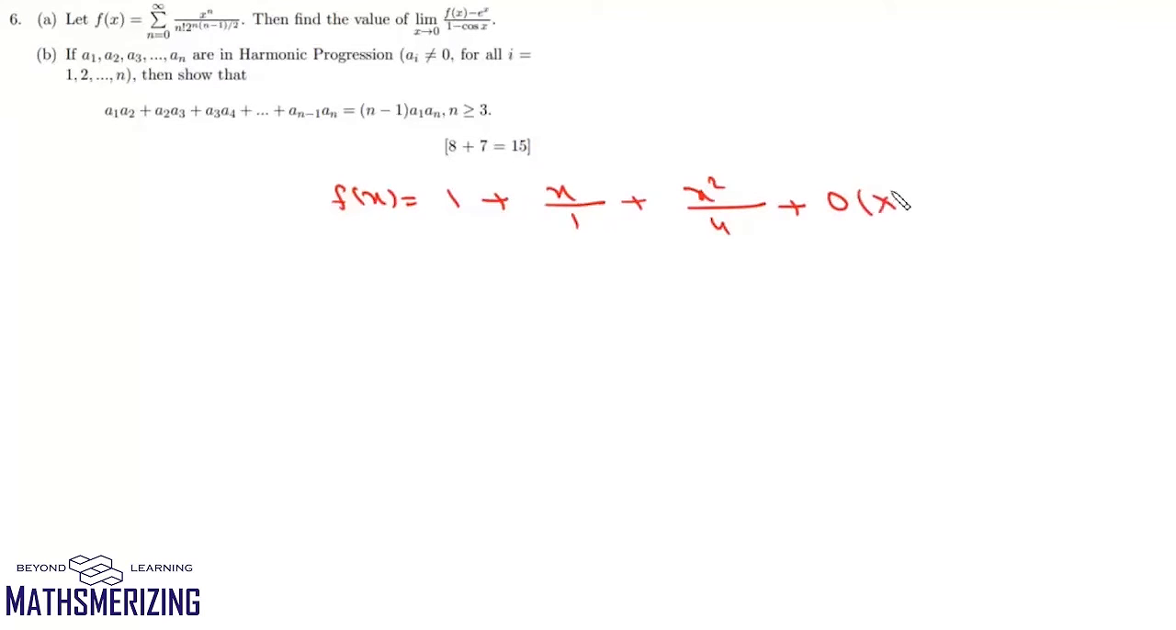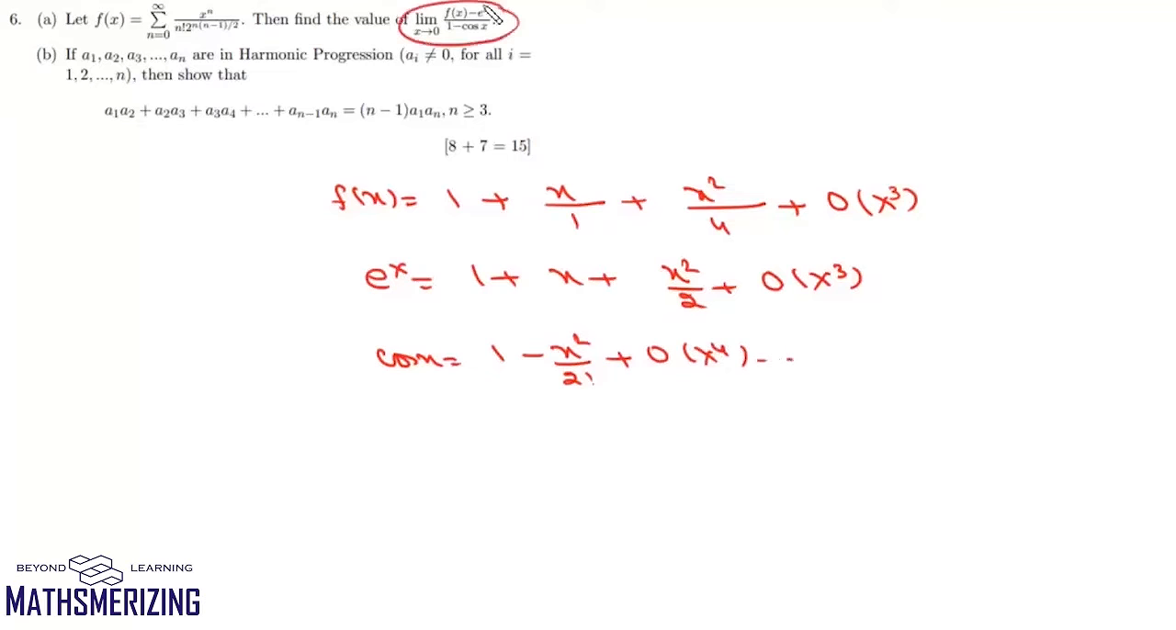In the same way, we can write the expansion of e to the power x, it will be 1 plus x plus x square upon 2 plus O(x cube), and for cos x, it will be 1 minus x square upon factorial 2 plus O(x to the power 4). Now we'll find this limit.